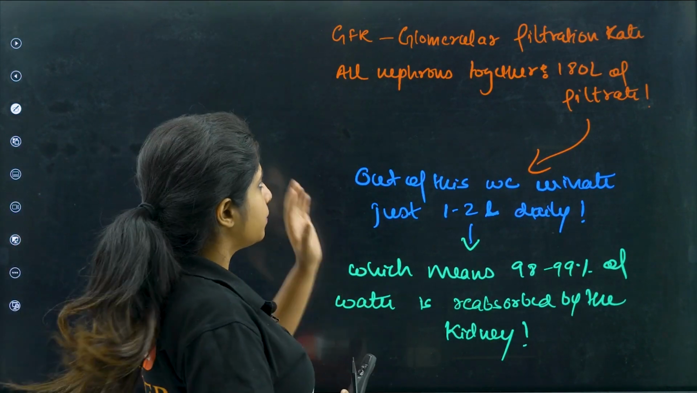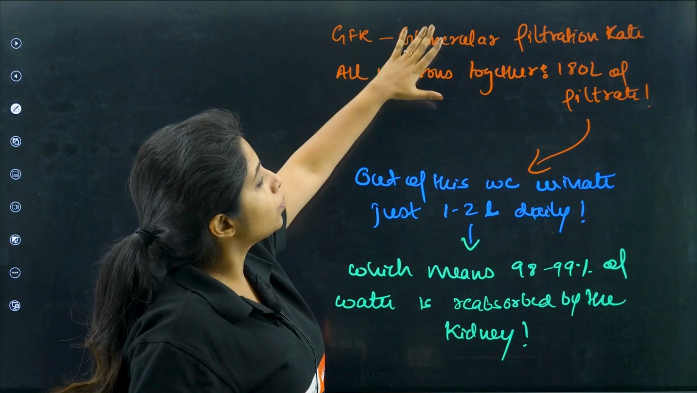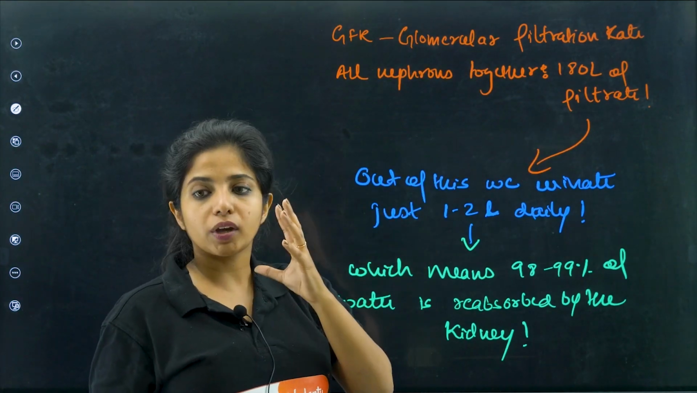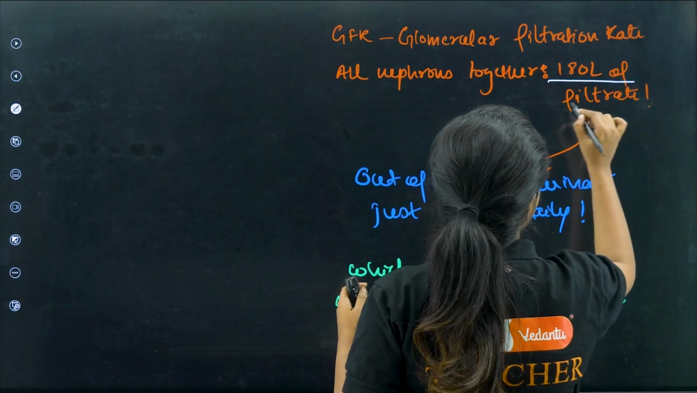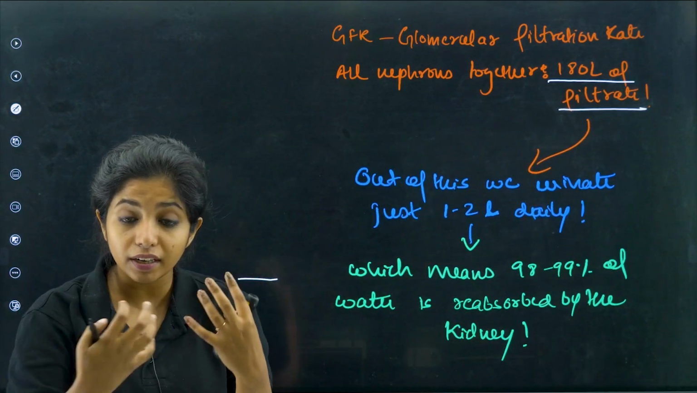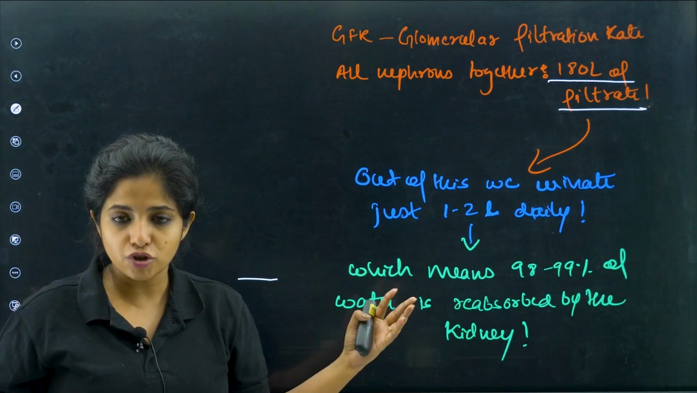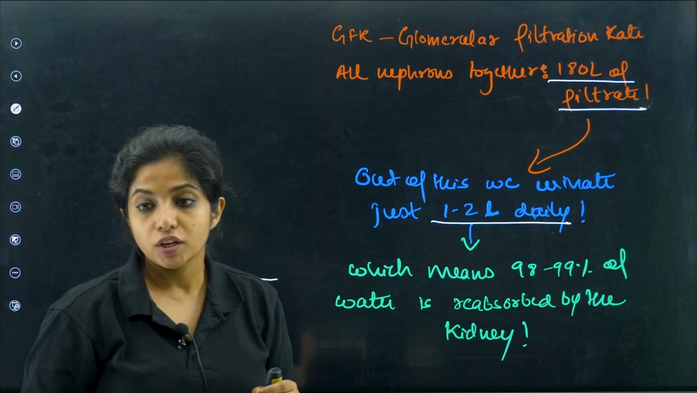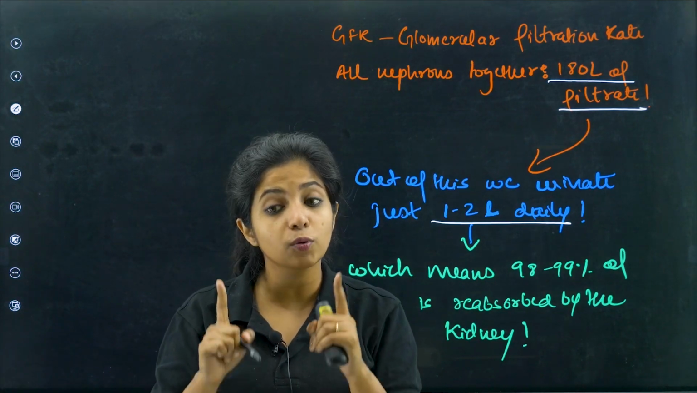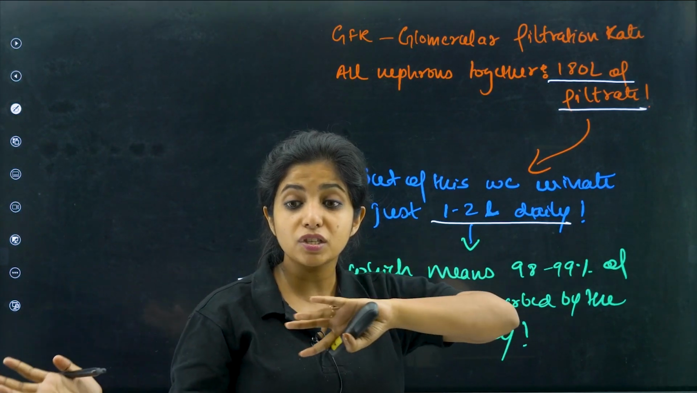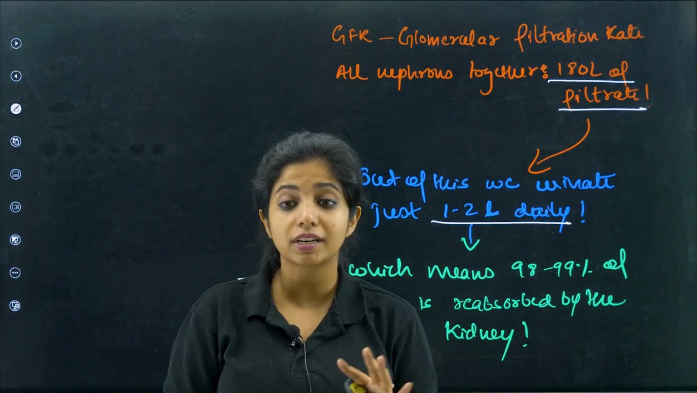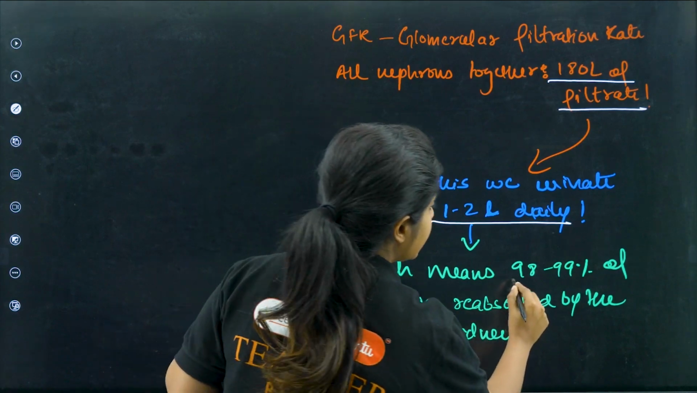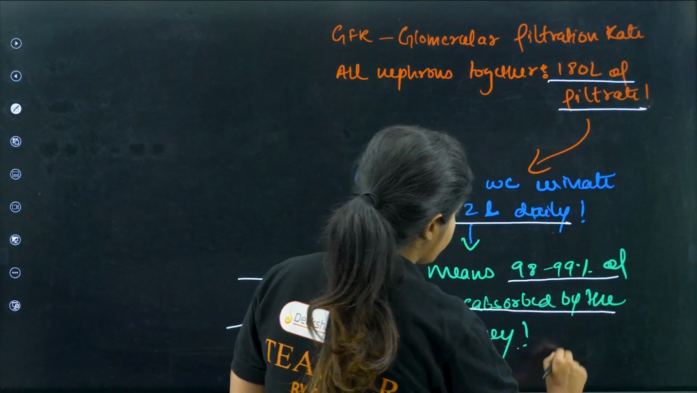Okay, now over here I want you to remember one more thing, glomerular filtration rate. Okay, GFR. All nephrons together, you say 180 liters of filtrate is being made. 180 liters of filtrate, as in, you imagine it's way too much. But out of this, we actually urinate just 1 to 2 liters daily. So out of 180 liters, if we are urinating 1 to 2 liters only, that means the rest of the amount is reabsorbed, my dear children. Okay, please understand. So our kidney is doing a huge lot of work, which means 98 to 99% of the water is reabsorbed by the kidney.